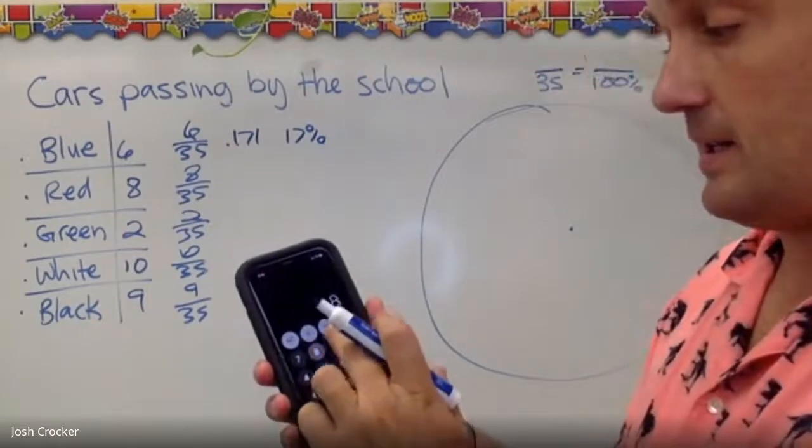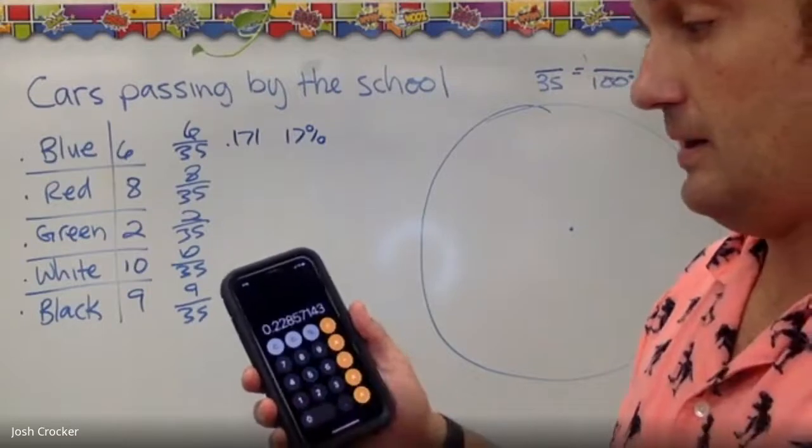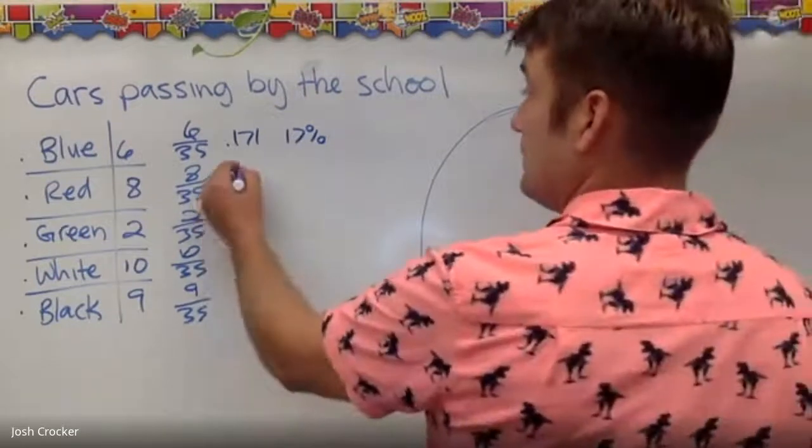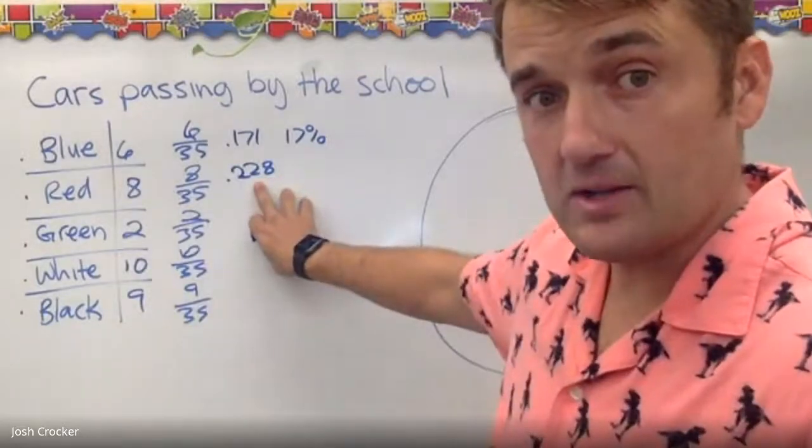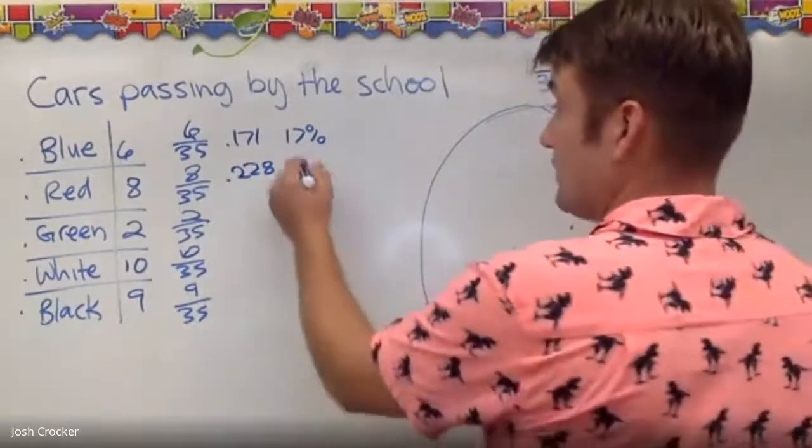8 out of 35 is next. 8 divided by 35 is 0.228. That 8 is going to round this 2 up. 23%.